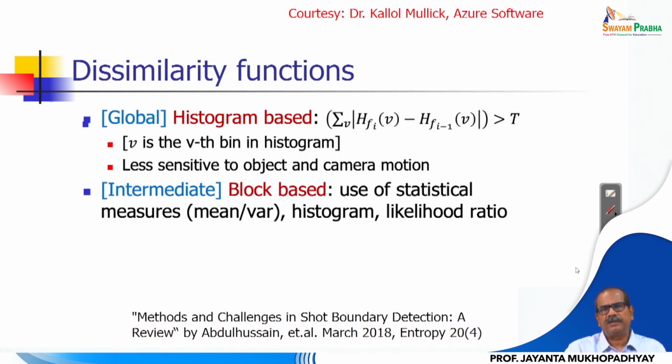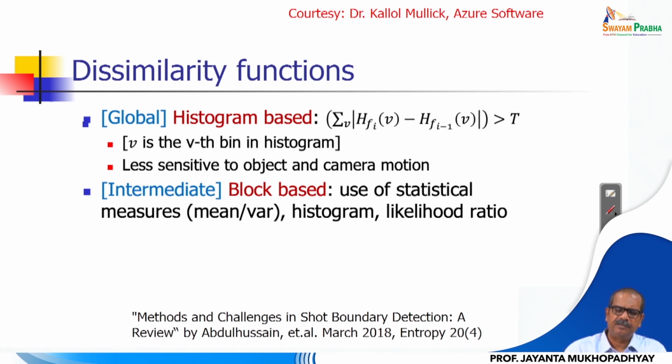So that was for the local feature representation. For global feature representations, again you can consider histograms of frames, and then the difference between two histograms using, say, the L1 norm itself. That could also be a good measure for a threshold based approach. And as you understand, since the histogram gives you the overall distribution of the intensity values, it is less sensitive to object and camera motion.